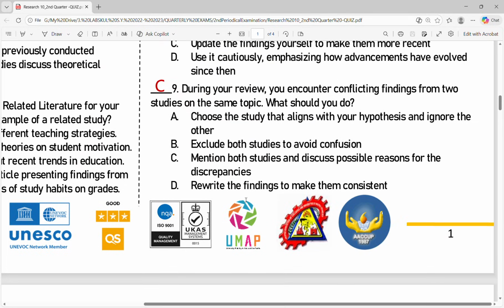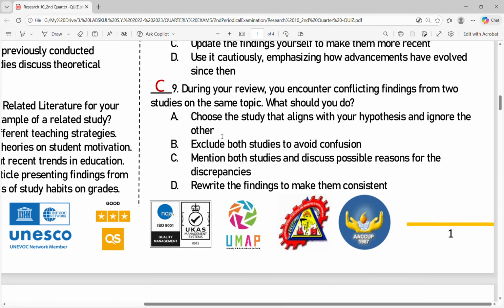Number 9, during your review, you encounter conflicting findings, meaning lainanay ang findings from two studies on the same topic. What should you do? So the best answer here is mention both studies and discuss possible reasons for discrepancies. What are the other choices? Choose the study that aligns with your hypothesis and ignore the other. This is completely a no-no.